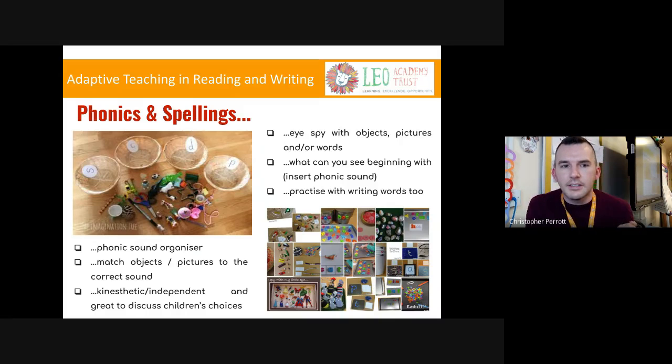The first one is a phonics organizer as well. Again, getting some bowls, baskets, getting some trays, putting the phonics sound or the spelling rule, and then asking children to organize objects or pictures into those phonics. And again, they get a chance to practice. They have to say the sound.